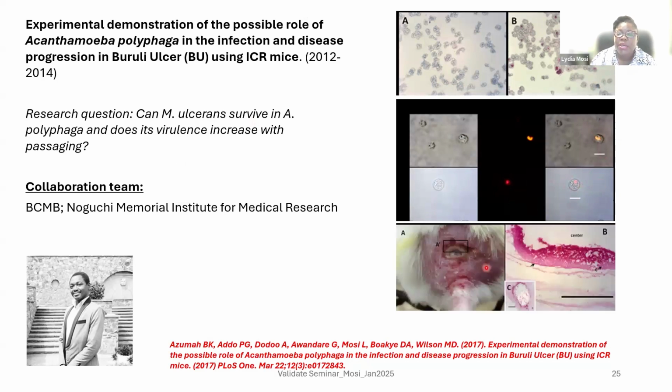But more importantly, Bright was able to show that the passaging of the M. ulcerans through the amoeba made them more virulent. And so mice that were infected with recovered strains from the amoeba produced an infection quicker, and this infection had pathology which was similar to Buruli ulcer lesions.